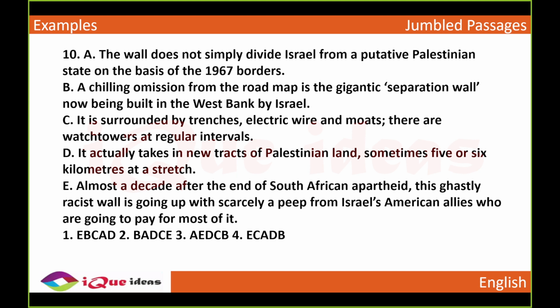Looks like a passage from current affairs. Okay. Now, the wall does not simply divide Israel. Okay, it talks about some wall, but which wall? I don't know. B says a chilling omission from the roadmap is the gigantic separation wall now being built in the West Bank. So B very specifically introduces which wall they are talking about, whereas A talks about the wall but does not introduce it. So B can be a better starter than A.